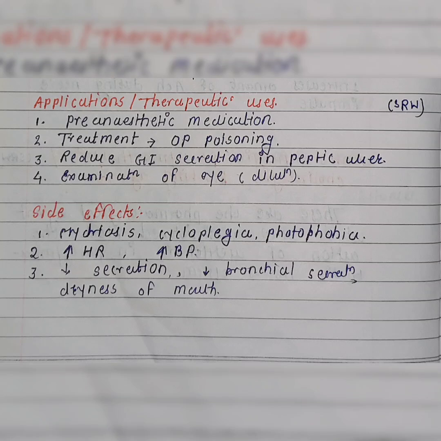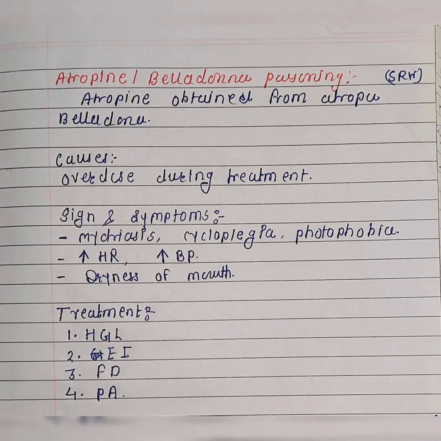The side effects of atropine include mydriasis, cycloplegia, and photophobia. It also includes an increase in heart rate and an increase in blood pressure. It causes a decrease in secretions, like bronchial secretion. It also causes dryness of the mouth.